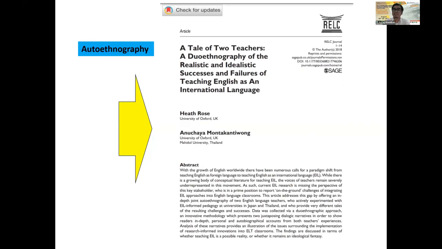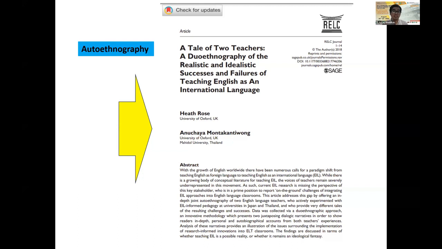And the second one is autoethnography. This one written by Professor Heath Rose. Professor Heath Rose is a very, very well-known scholar in the area of EIL, or English as an International Language, from Oxford University. Look at the article here. So this is the 2 stories combined between Heath Rose himself with his colleague, Anuchaya Montakantiwong from Thailand. So this is the stories of theirs, which are combined into a duo ethnography.